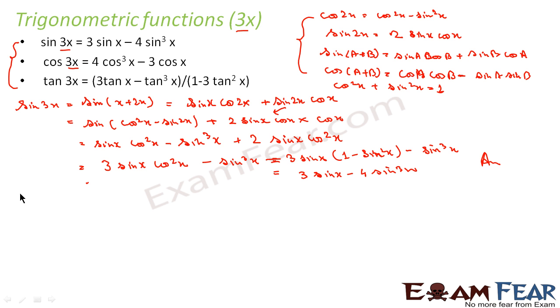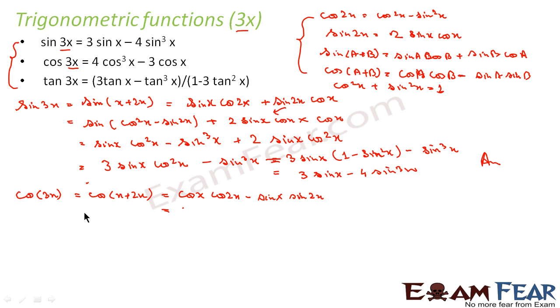Similarly, let's prove cos 3x. Again in similar fashion we can write cos 3x is nothing but cos of x plus 2x, and we'll use the formula. So this will become cos x cos 2x minus sine x sine 2x. Now because we are writing everything in x form, we don't want it in 2x form, so we'll now change this to x form. So cos 2x is equal to cos square x minus sine square x.